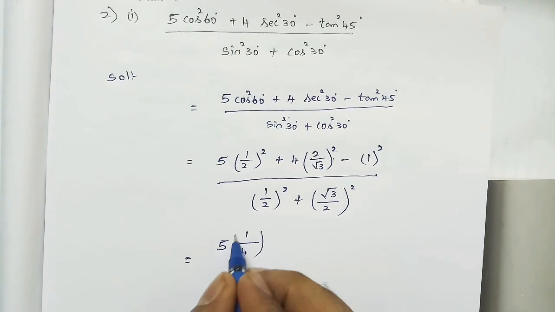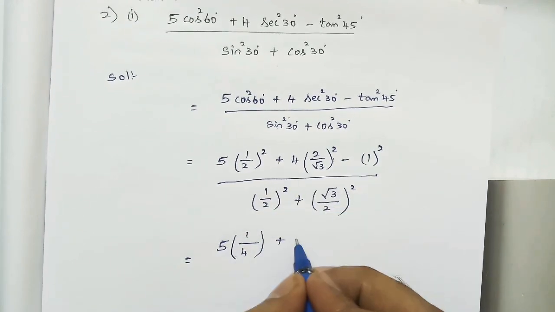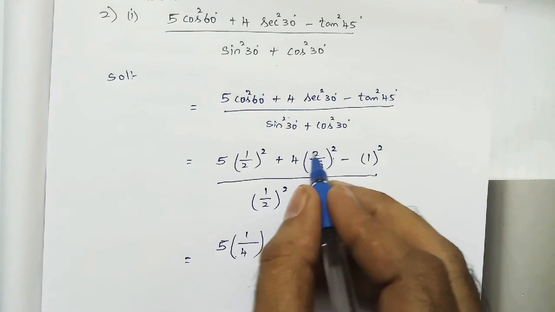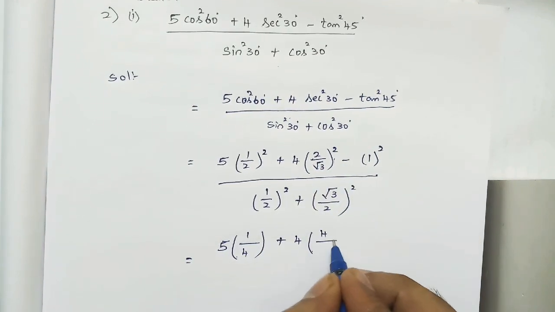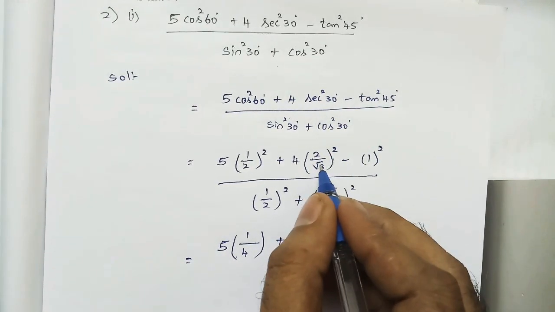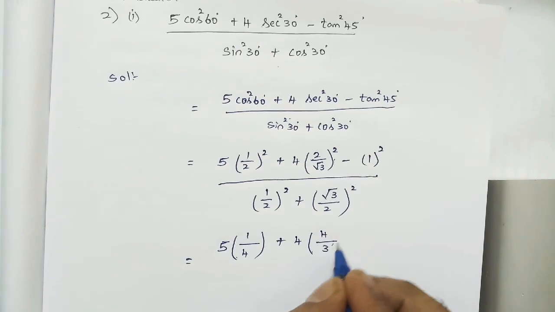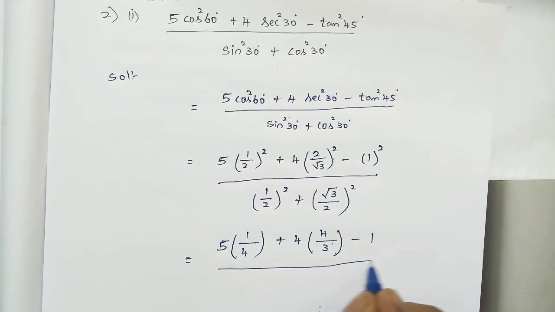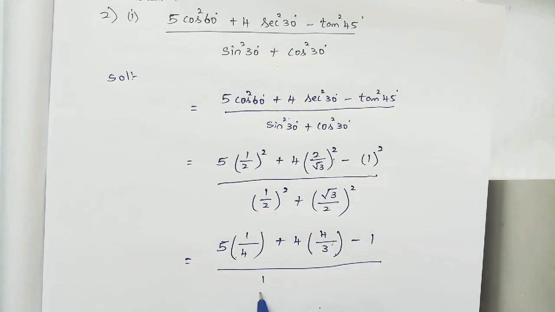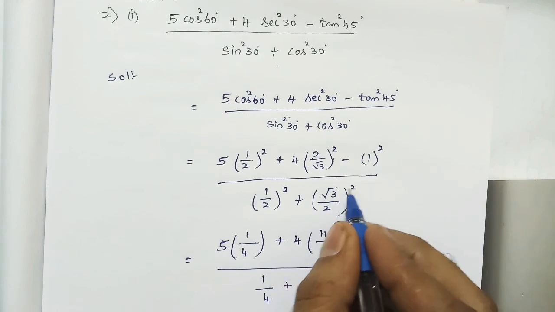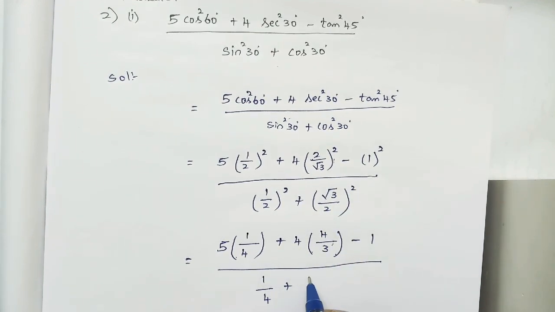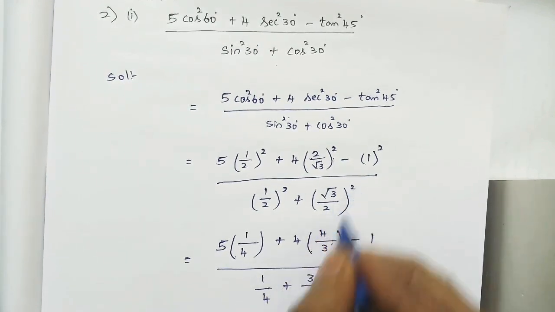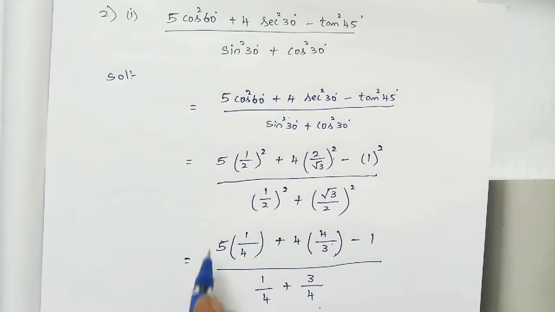So 5 into 1 by 4 plus 4 already outside, 4 into 2 square is nothing but 4 divided by square root will get cancelled. So 4 divided by 3 minus 1 square is nothing but 1 whole divided by 1 square is nothing but 1 divided by 2 square is equal to 4 plus root 3 square will get cancelled. 3 divided by 2 square is equal to 4, right? Now just multiply inside.